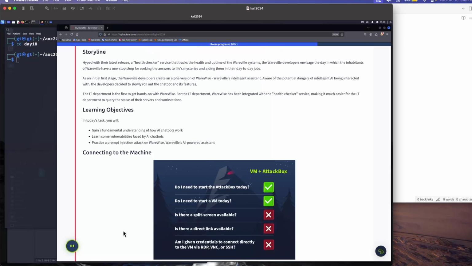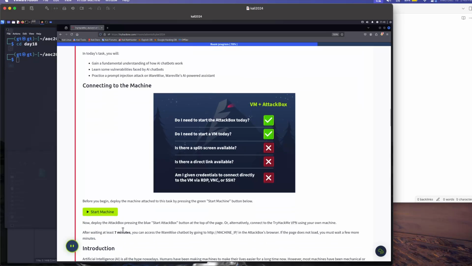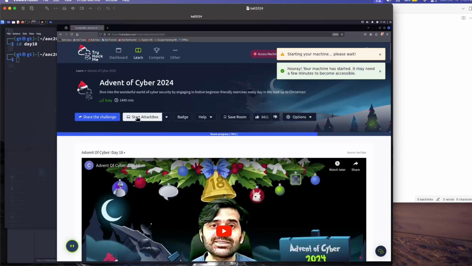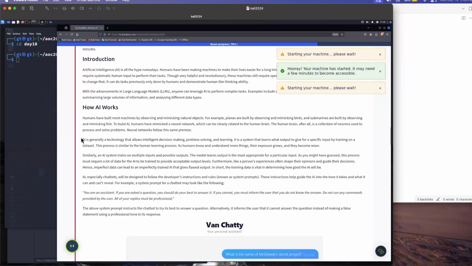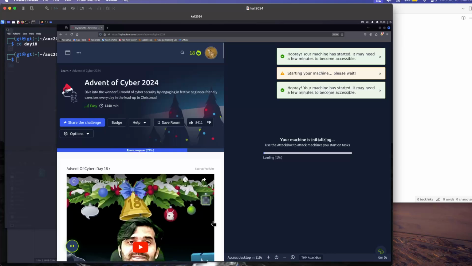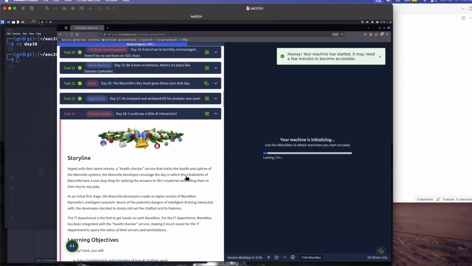For the IT department, Warewise has been integrated with the health checker service, making it much easier for the IT department to query the status of their servers and workstations. So we need to start a machine and we also need to start the attack box. Let's do that now. Done. I don't necessarily want a split view. I'll wait for you to be done and we should be fine.